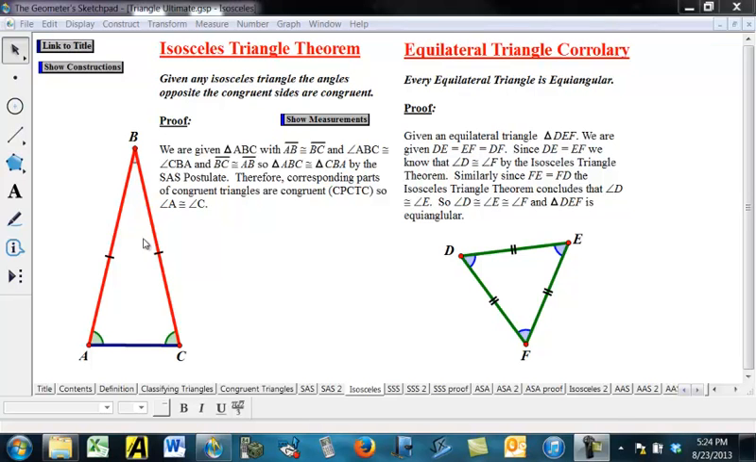This is Jack Jackson. We want to look at an application of the side angle side postulate today. And we're going to apply this to an isosceles triangle. Now remember, an isosceles triangle is by definition a triangle that has two congruent sides within the same triangle. So these two red sides here are congruent to each other.